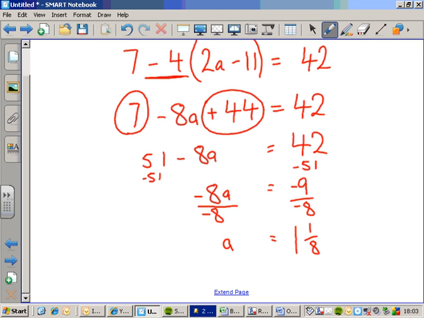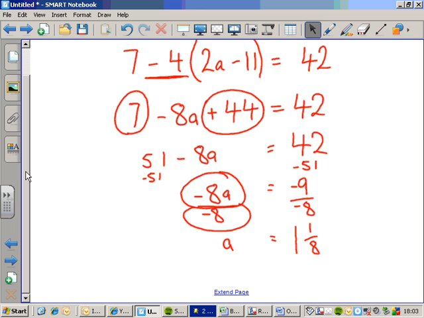Just remember that you always want to end up with 1a or 1x or 1y or whatever it is. So you just divide however many multiples of a or x you have by that number itself, because any number divided by itself will always be 1. So if you have, as you have here, minus 8 lots of a, divide it by minus 8, and that'll give you 1. There we go.